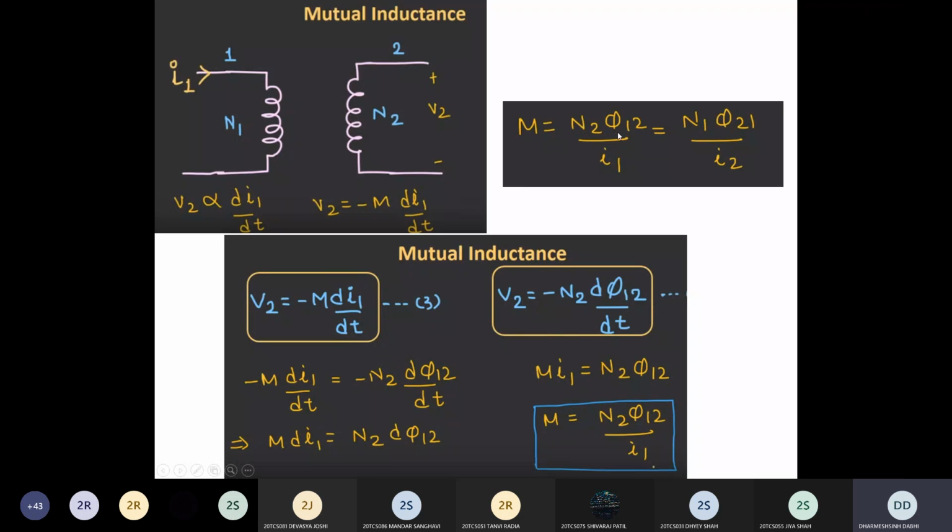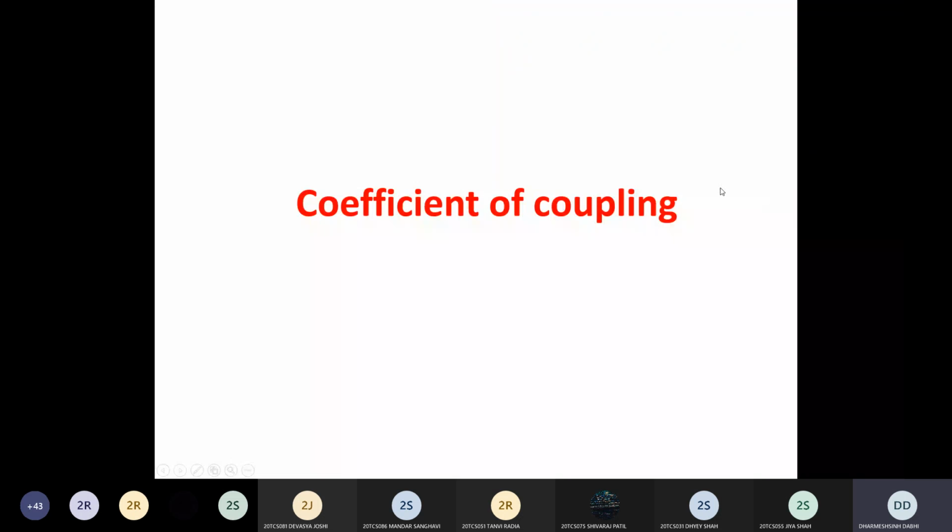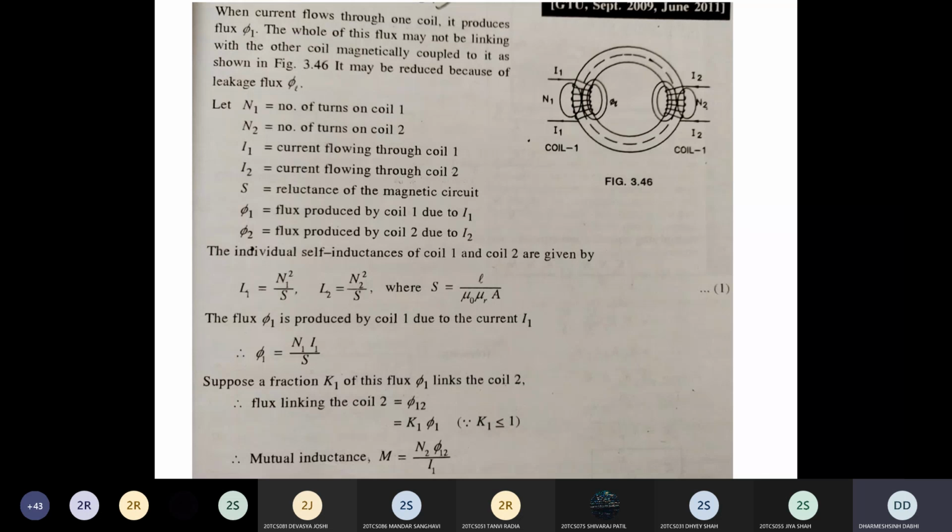And finally, we derive the equation of mutual inductance M. This is N2 into phi12 divided by I1. This is the mutual inductance when current is flowing into the coil number 1. And same way, suppose current is flowing into the coil number 2, the mutual inductance is N1 into phi21 divided by I2. And now after that we derive the equation of coefficient of coupling. Clear?